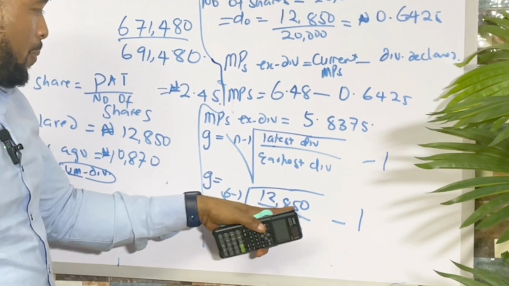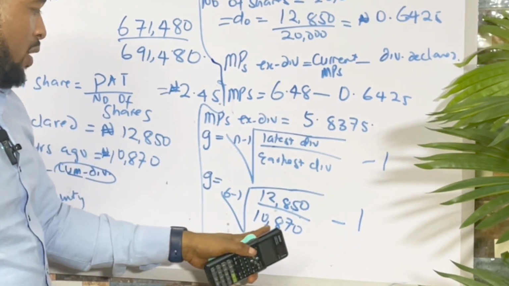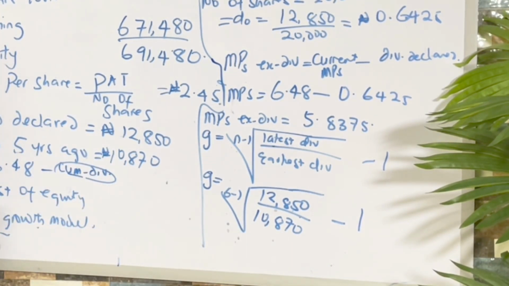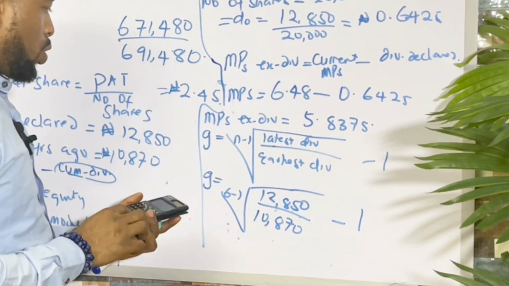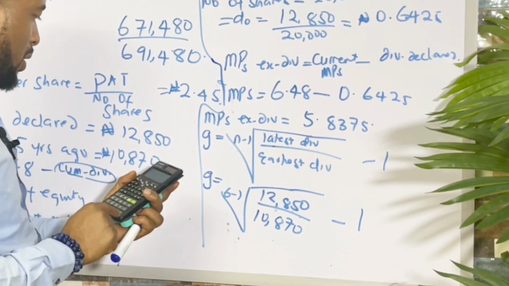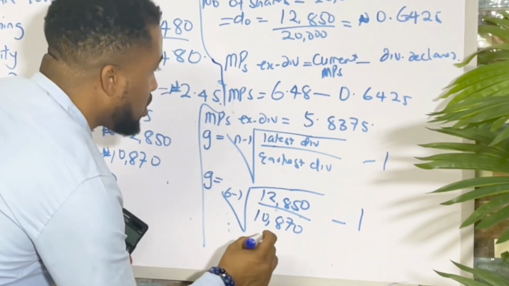You can also decide to do this on a per share basis. You divide 12,850 by 20,000, you get this, and then also divide the other one. We're assuming that there's no script issue or anything, so the number of shares is constant and doesn't have any effect. So either way, you get the same answer. In this case, we have 12,850 divided by 10,870, so this becomes the fifth root.